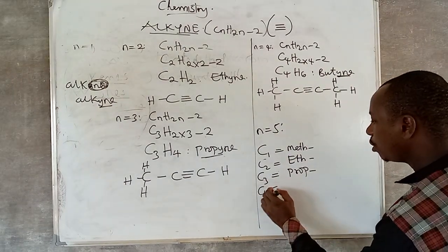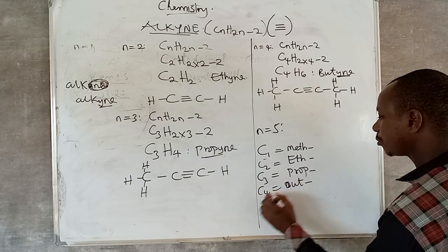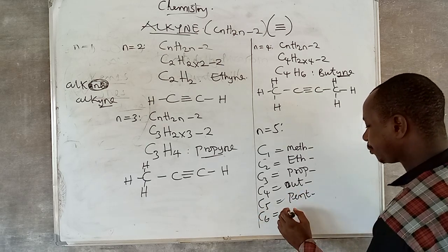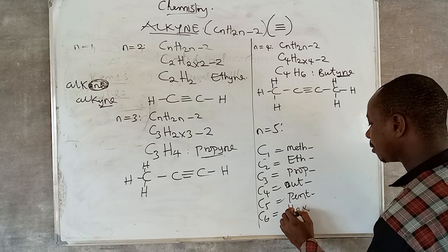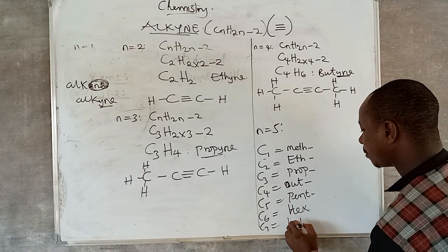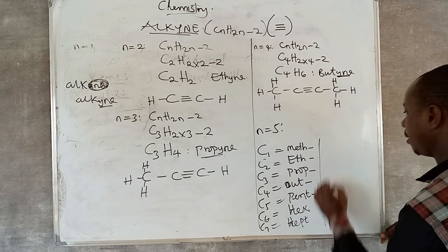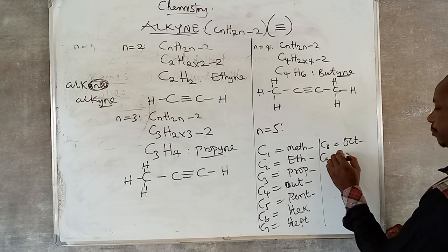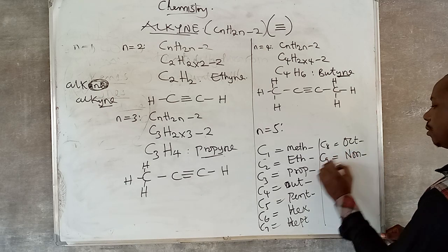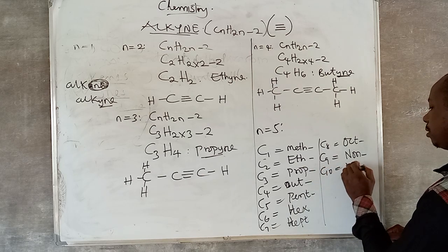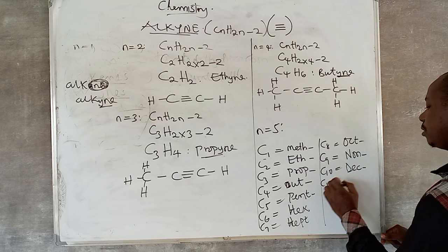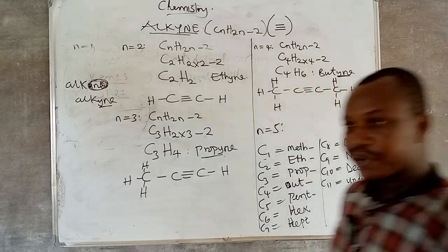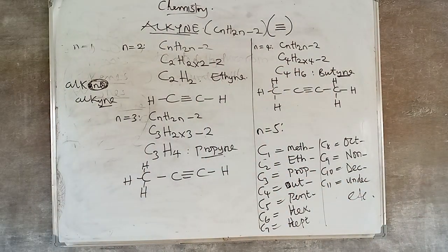So C4 is but. 5 is pent. C6 is hex. C7 is hept. 8 is oct. 9 is non. 10 is dec. 11 is undec, and so on and so forth. So these are the prefixes for naming organic compounds.